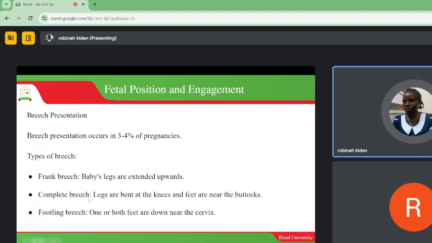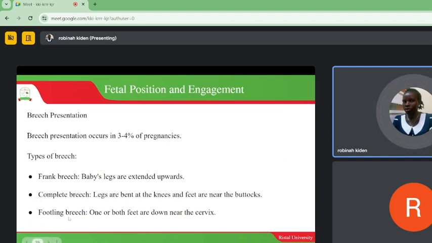Breech position occurs in 3 to 4% of pregnancies. Types of breech: we have frank breech, where the baby's legs are extended upwards. Then we have complete breech, where the legs are bent at the knees and the feet are near the buttocks. This one is also good. It can be delivered vaginally sometimes.